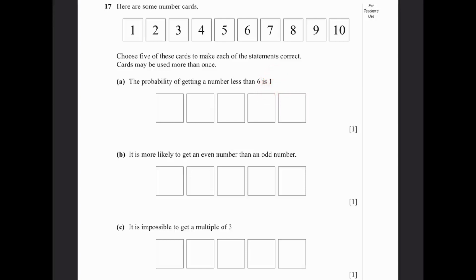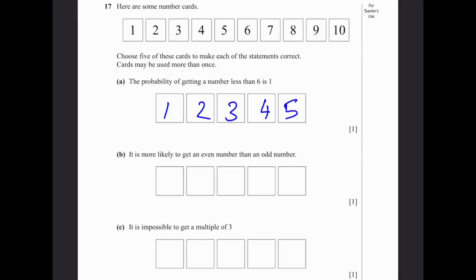We need to take 5 cards. We need to get the probability of taking number less than 6 is 1, which means 100%, or any card you take, it'll be less than 6. And over here, 1, 2, 3, 4, 5, these numbers are less than 6. So you can write those for the 5 cards.